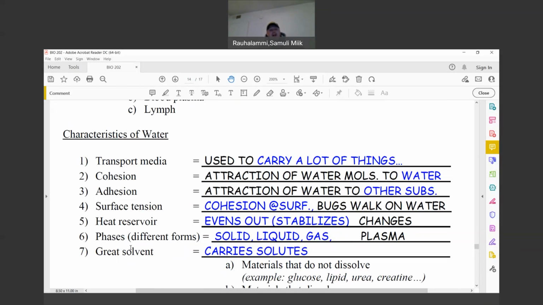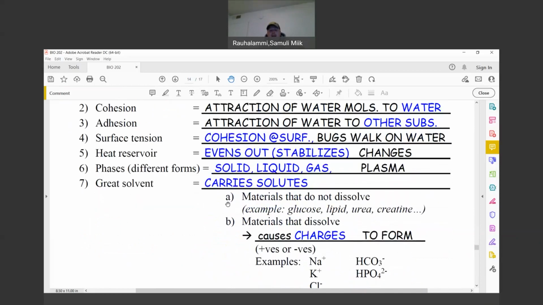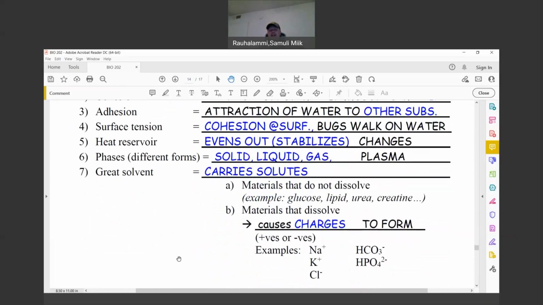What binds the transport medium and great solvent points together when we're discussing water is that water, other than being great for carrying things, is also a great solvent. So most things dissolve into water. There are materials that don't dissolve completely, such as glucose, lipids, urea, creatine, but also some that do. And as they dissolve into the water, there's a change in the charges, so we're forming either positively or negatively charged materials.